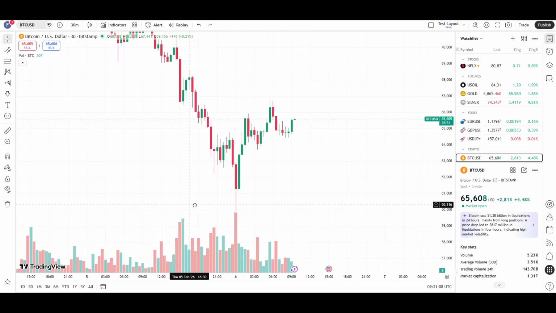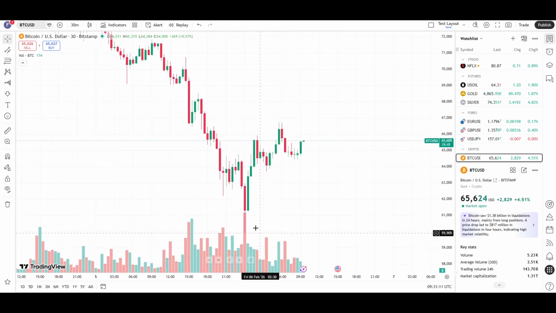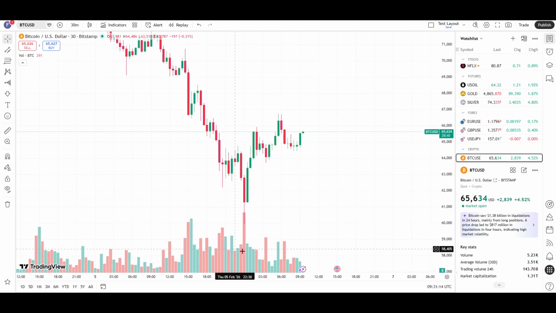Now, let me quickly explain what you're seeing. The volume indicator displays a row of vertical bars. Each bar corresponds to the same period as your chart candles. So on a daily chart, each bar represents 1 day's trading volume. On a 5-minute chart, it represents 5 minutes, and so on. The height of the bar shows how much was traded during that period.